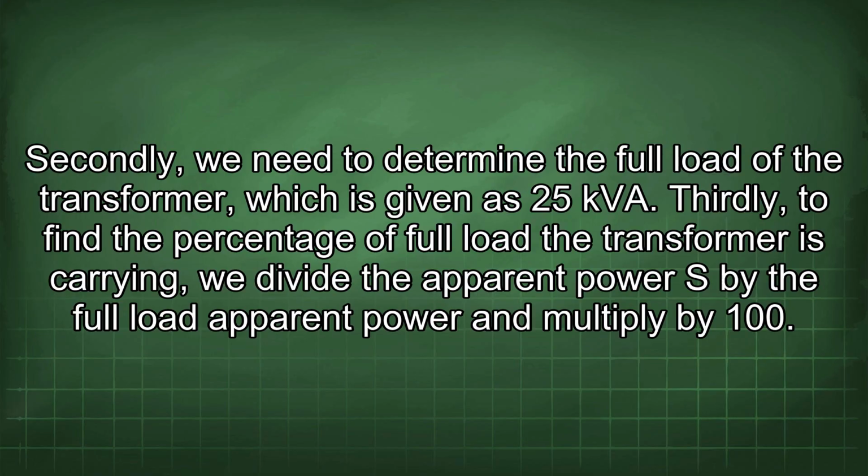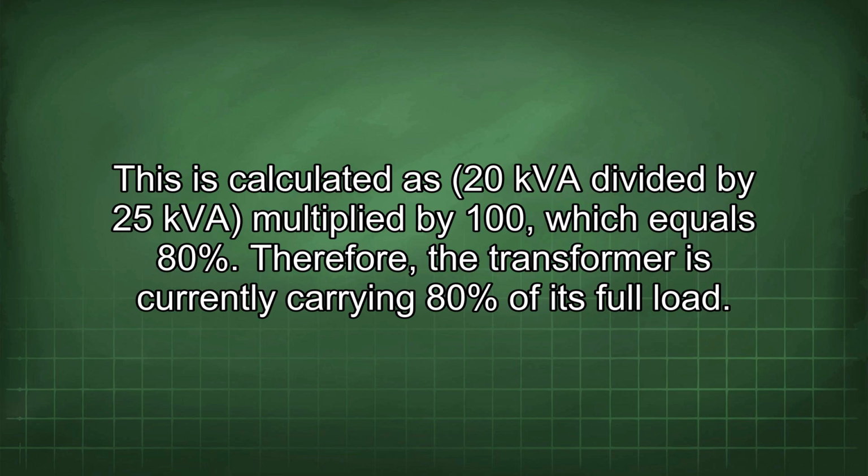Thirdly, to find the percentage of full load the transformer is carrying, we divide the apparent power S by the full load apparent power and multiply by 100. This is calculated as 20 kVA divided by 25 kVA multiplied by 100, which equals 80%. Therefore, the transformer is currently carrying 80% of its full load.